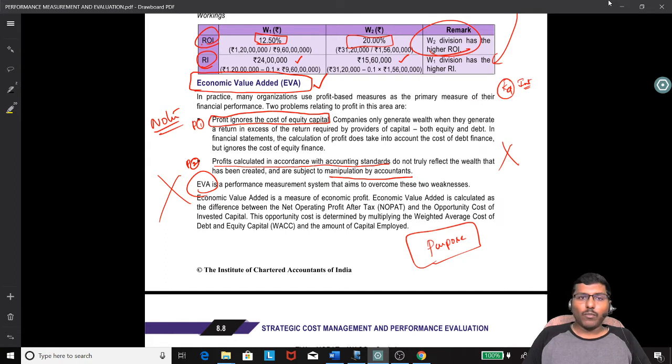Problem number one, profit ignores the cost of equity capital. So whenever in any organization, when you calculate profit, we don't actually reduce cost of equity. Although we do consider debt, but we don't reduce what? Cost of equity. That's problem number one. So it doesn't really tell you what is the actual value addition that is happening to the shareholder, because you are not reducing cost of equity capital.